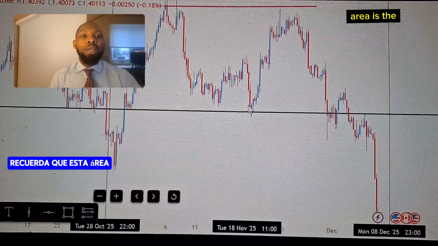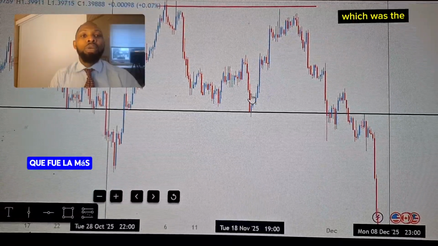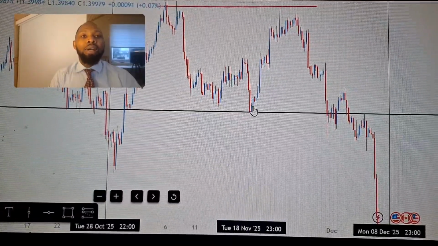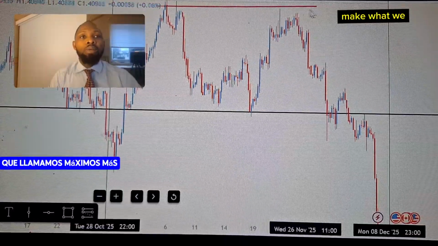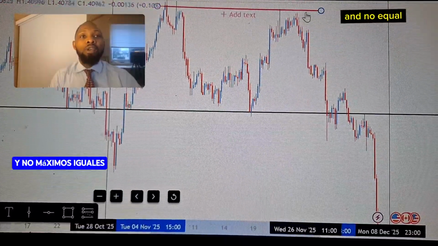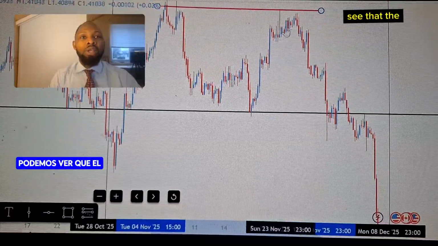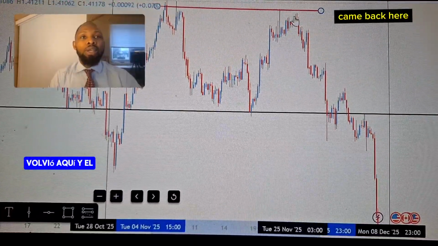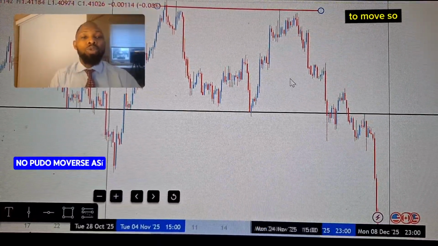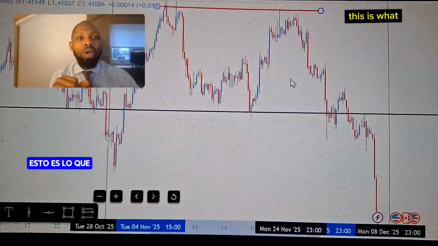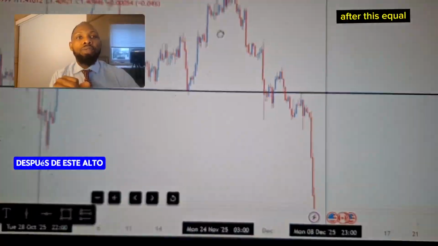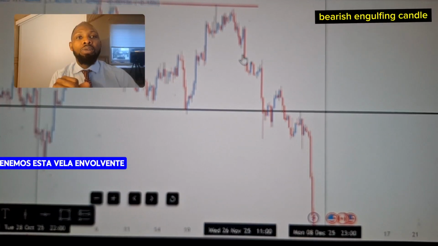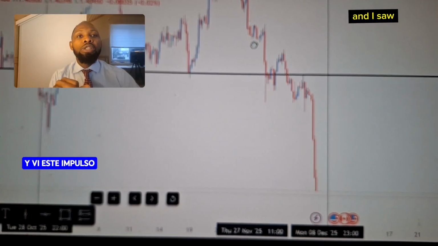Remember that this area is the last support area, which was the higher lows before the market went back to make what we call equal highs. We can see that the market came back here, and the market was not able to move. So this is what we call equal highs. After this equal high, we have this bearish engulfing candle, and I saw this momentum.